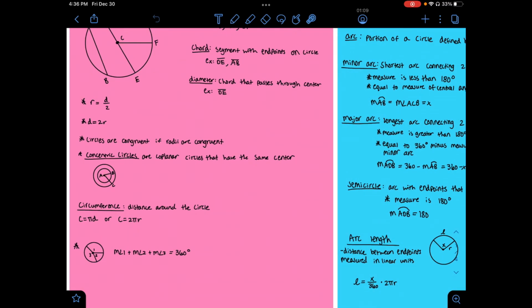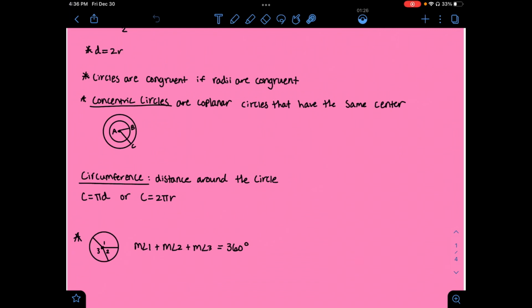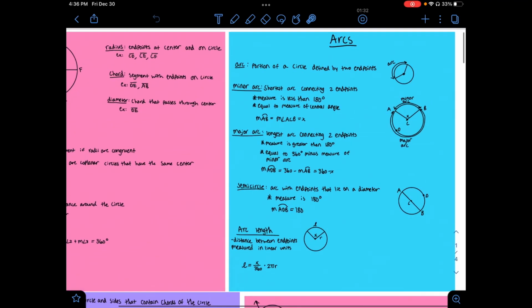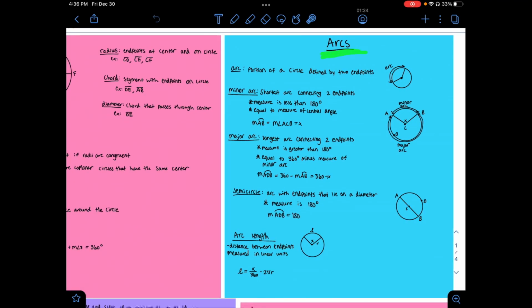So the circumference is the distance around the circle. So like that's the distance around the circle, which is equal to 2 pi r, or pi times the diameter. And so inside a circle, the measure of the angles is equal to 360. So if you drew lines here, like there, so angles 1, 2, and 3, if you add them up, they will equal 360.